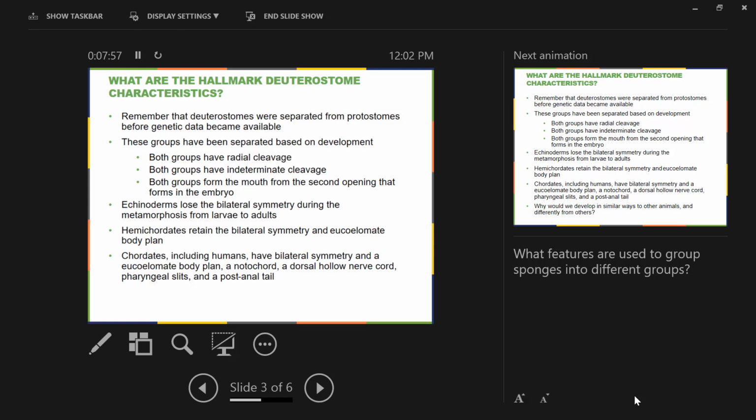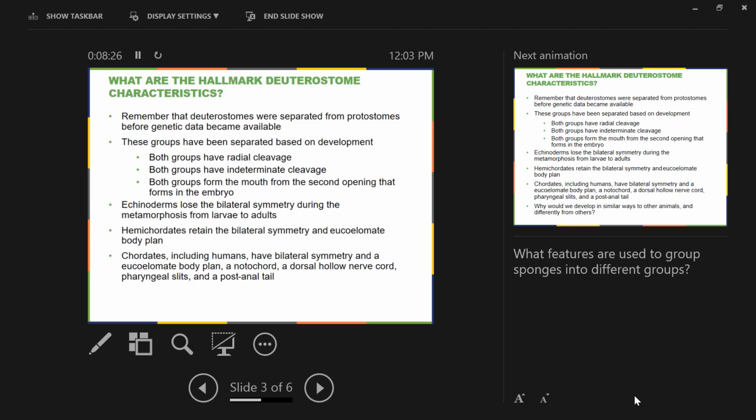Are the pharyngeal slits like gills? They can be. So pharyngeal slits can develop into gills, or they can develop into something else. So we don't have gills, but we do have pharyngeal slits. Early in development, we have slits that develop into some of the soft tissues and connective tissues inside of our trachea and pharynx.